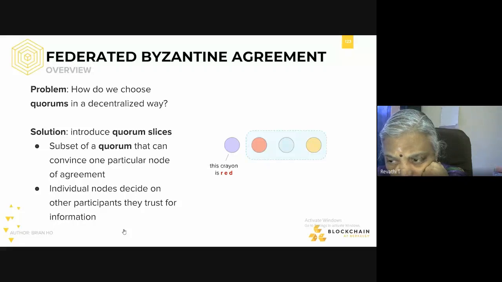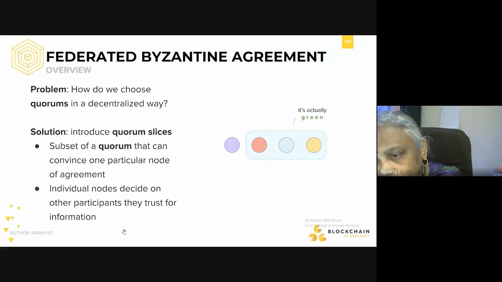You believe a crayon to be red. The other nodes, who happen to be in your quorum slice, tell you that the crayon is actually green. Because you have decided to trust them, you change your opinion, instead coming to consensus with them that the crayon is in fact green. You then celebrate and rejoice in the ability of trust to permeate through a decentralized network and allow you to reach consensus.